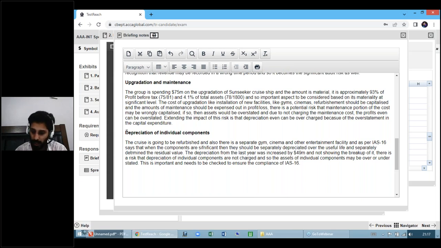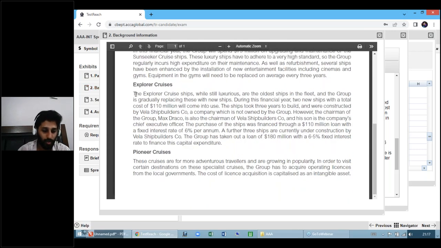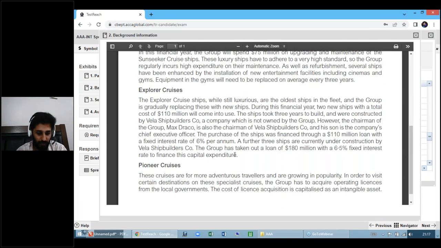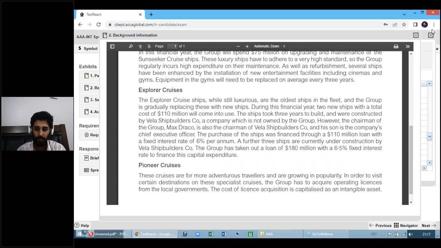Now what's next? This is the depreciation of individual components. Now going forward, for this Explorer cruise ship, I'm giving you just 1 minute, based on your reading capacity. Please read this information with very great and thorough attention. It's very important information.